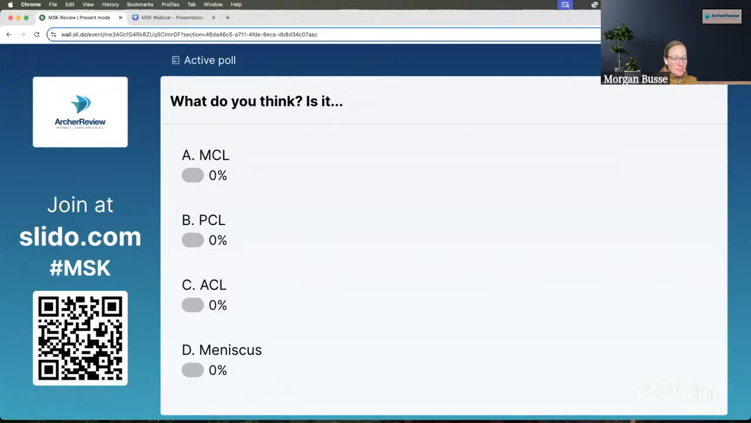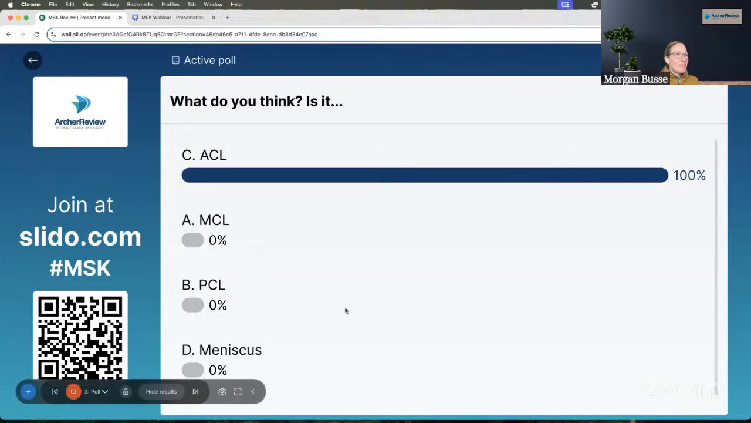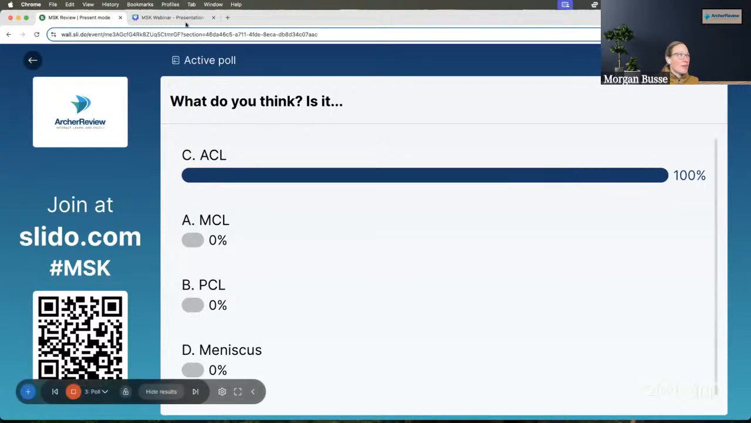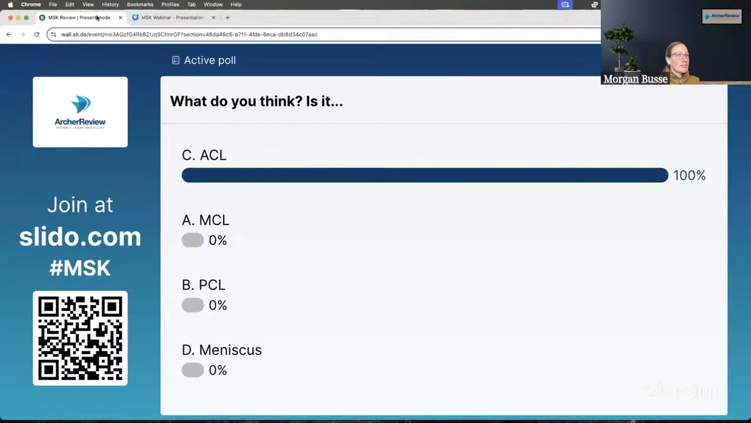And let's see, what do people think when we think of that anterior drawer test? So laxity in the anterior drawer. Is the anterior drawer test looking at the ACL, the MCL, the PCL, or the meniscus? All right, we've got one person who said the ACL. Awesome. Thank you. Anybody else? What do you think? Sorry, I'll go back to our question real quick so you can look at the question. Is it A, B, C, or D for laxity in that anterior drawer test? All right, we've got two people who say the ACL.